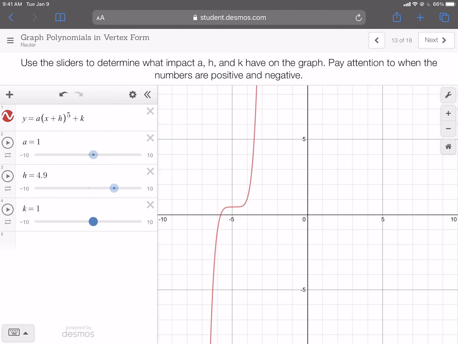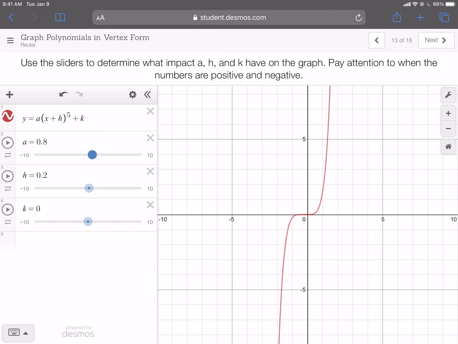The k, notice it shifts up and down. Even if we move this over and then we move the k, it just shifts it up and down. As we go up in number, it goes up in where it's starting. And as we go down in the k value, it's going down on the graph, right? So our h and k still do the same things for our fifth power.